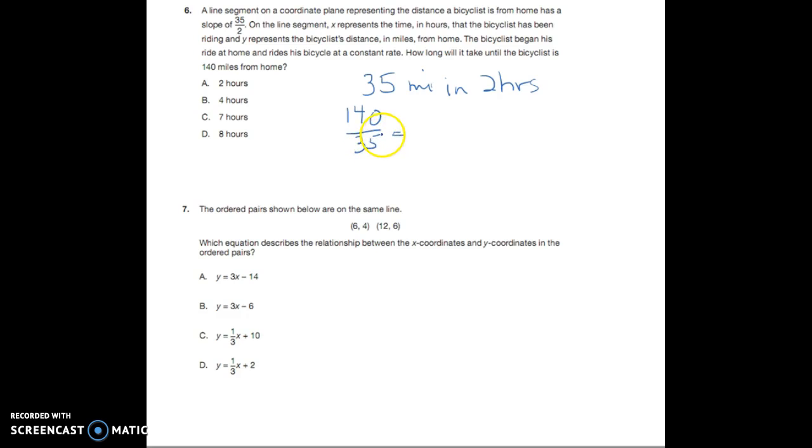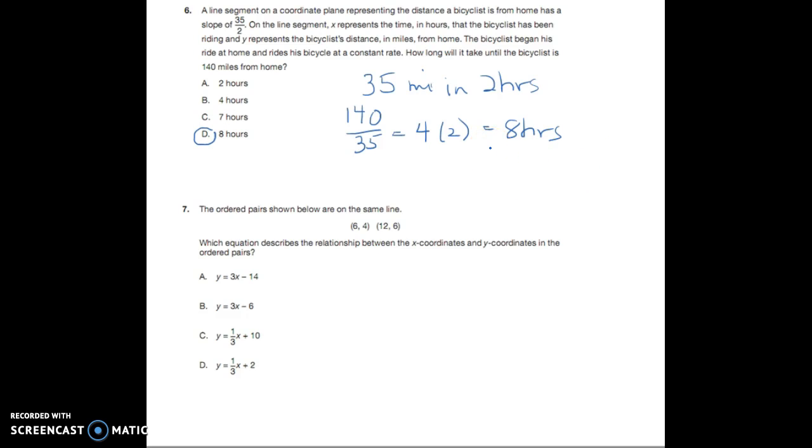Well, 35 times 2 is 70, and then times 2 more is 140. So that gives us 4. So that tells us we've got 4 of those segments, but each of those segments is 2 hours long. So 2 times 4 gives us 8 total hours. Okay, so 8 total hours is D, so that's correct.